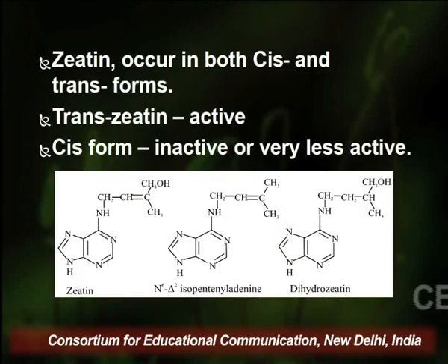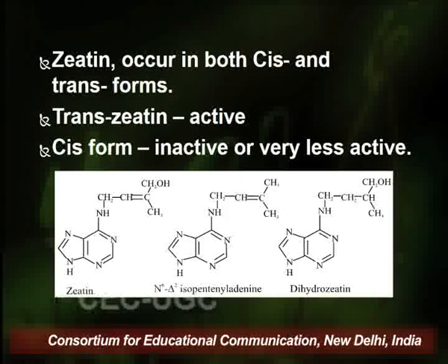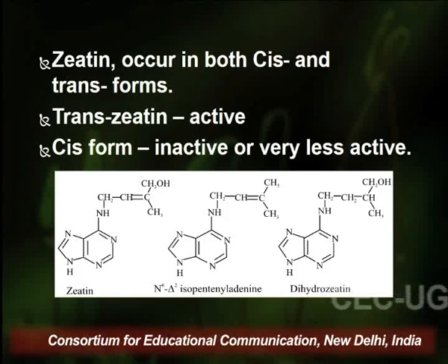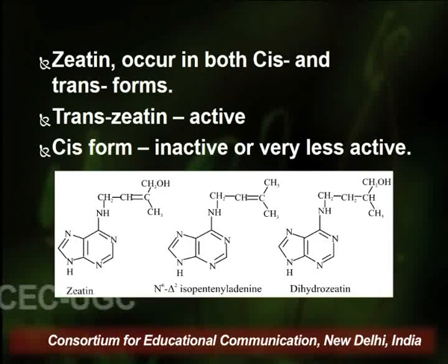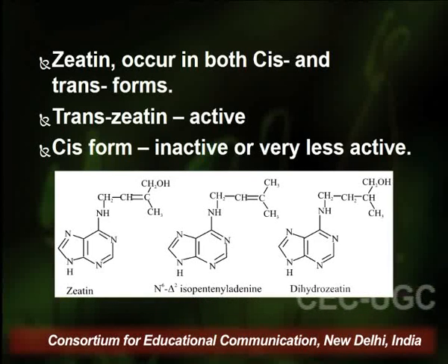Now zeatin occurs in both cis as well as trans form in nature, and trans-zeatin has been found to be biologically active, whereas the cis form was found to be inactive or to have very little activity in plant cells. And these are a few examples of certain cytokinins that have been isolated from plants. Until now, more than 200 cytokinin compounds have been isolated from different plants in nature.